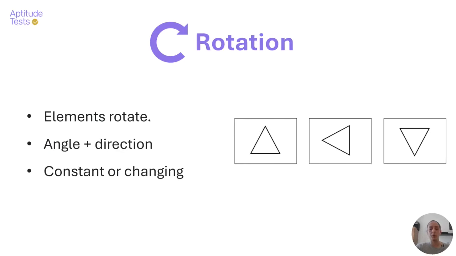Okay, it can change both in direction, which is less common, but also may sometimes happen. What is more common is the changing of the angle. So the first rotation would be 45 degrees, then 90 degrees, then 180 degrees, etc.